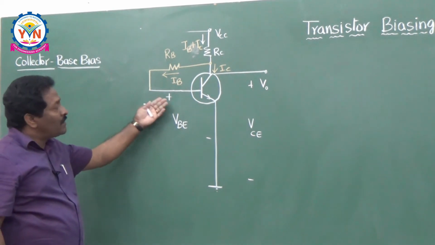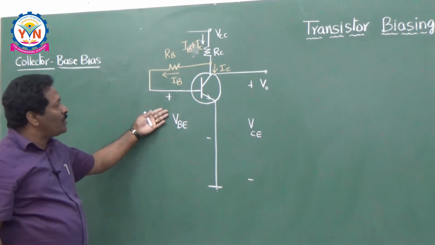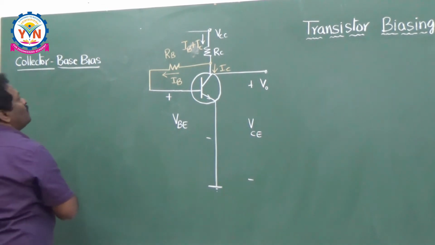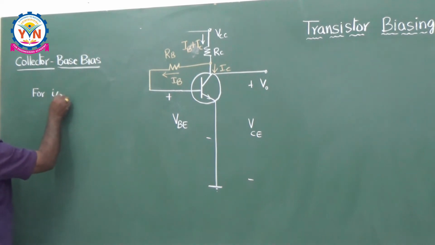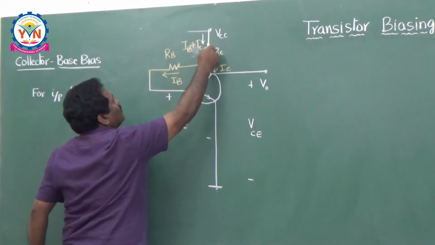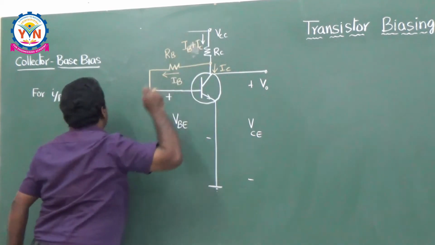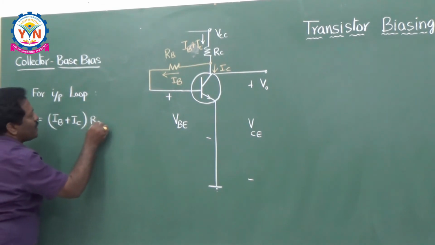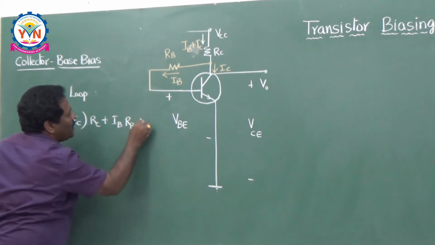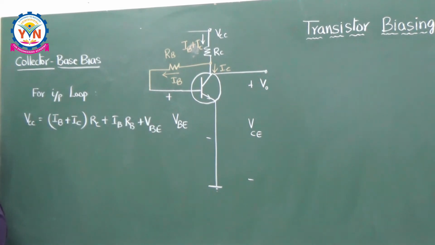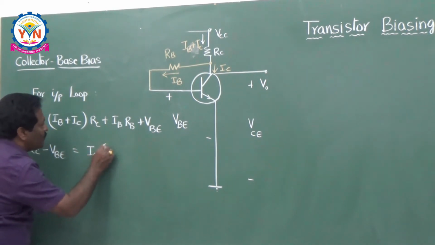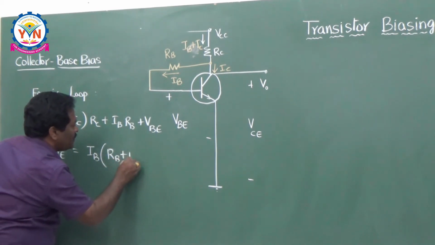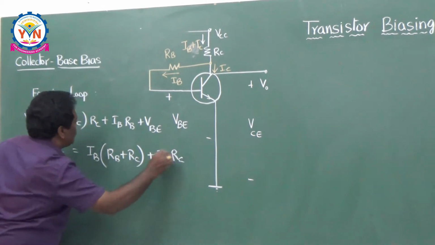As usual, for calculating the operating point Q, you have to write the KVL for the input loop as well as for the output loop. So, how to write the KVL for the input loop? For the input loop you can say the applied voltage VCC is equal to this drop plus VBE. So, VCC is equal to (IB plus IC) into RC plus IB RB plus VBE. VBE is a diode voltage drop as usual. From this I would like to write down what is IB. So, VCC minus VBE is equal to IB RC plus IC RC plus IB RB. I can take IB as common: IB into (RB plus RC), plus IC RC.